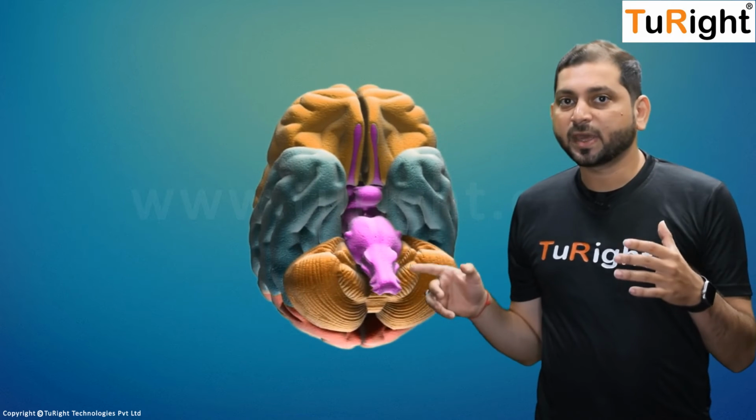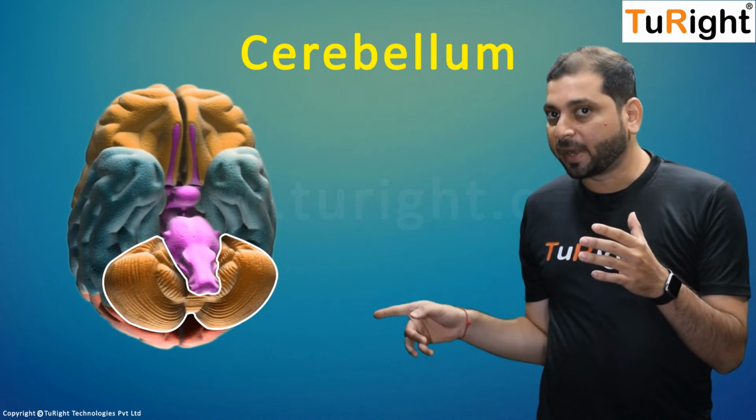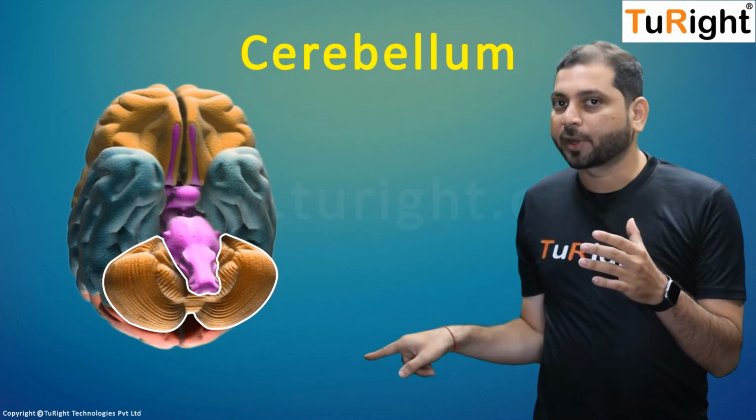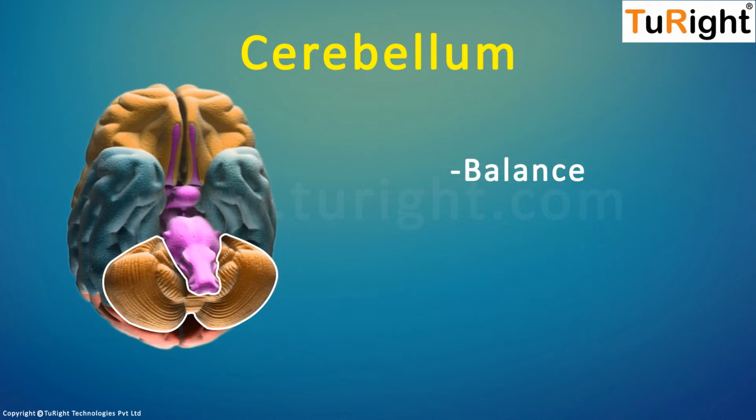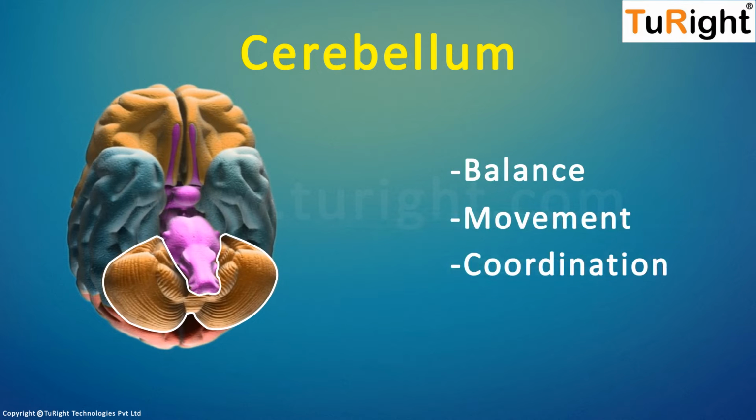The cerebellum is located in the back of the brain, just below the cerebrum. It controls balance, movement, and coordination.